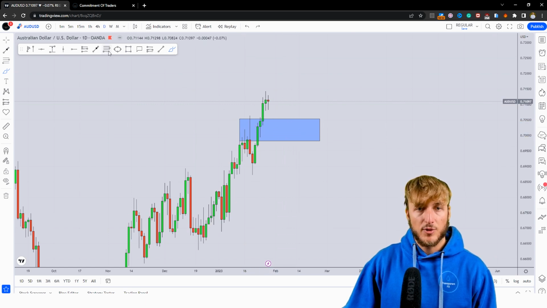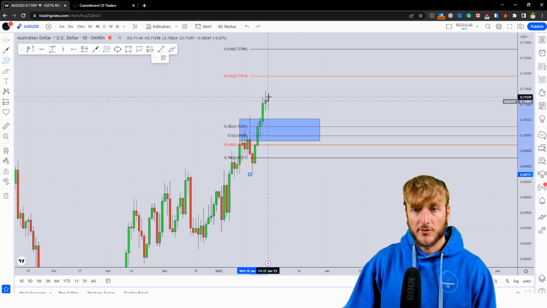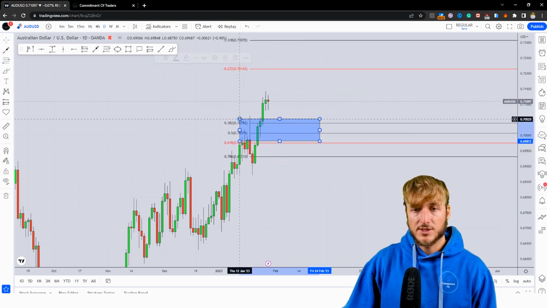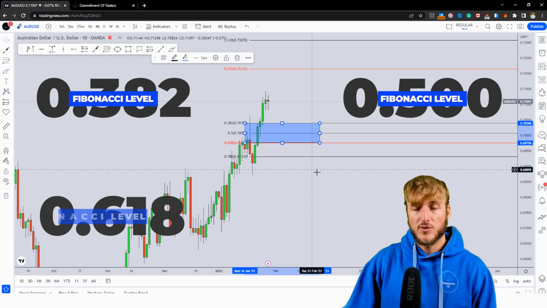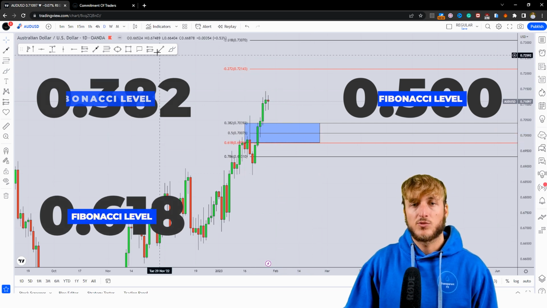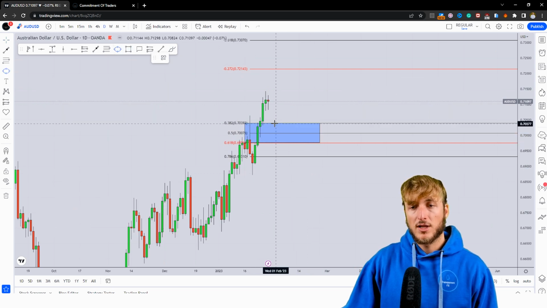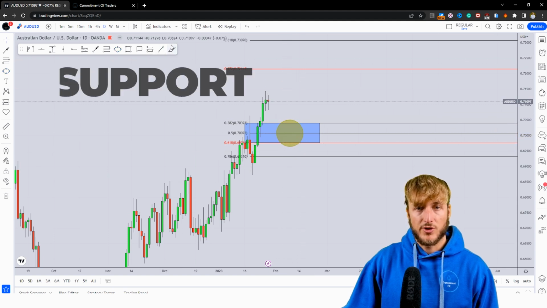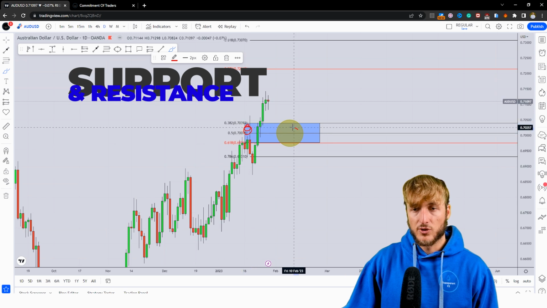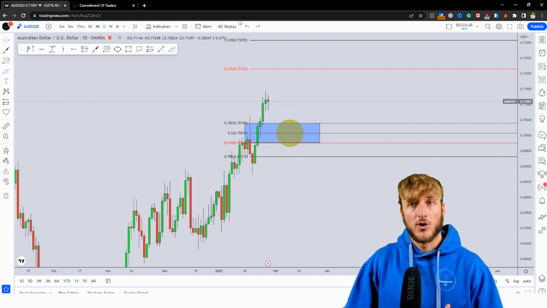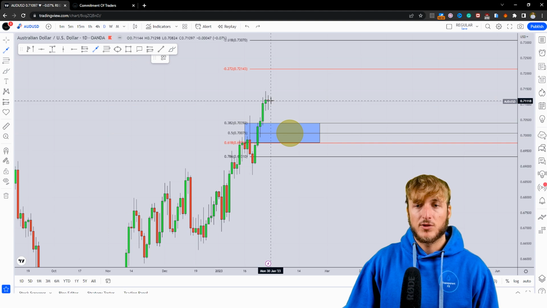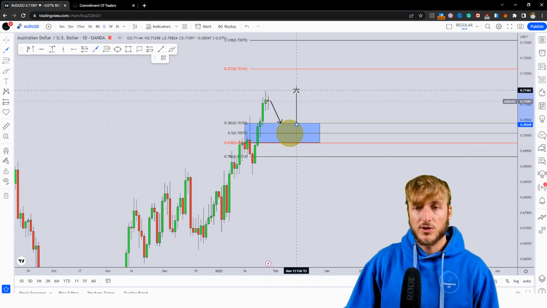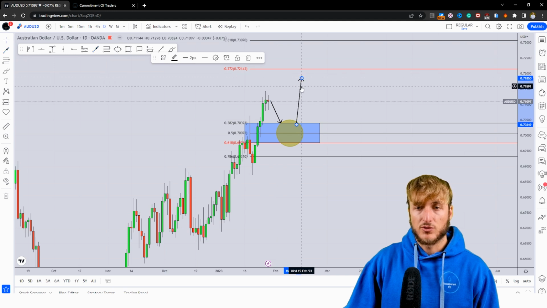Now, if we take our Fibonacci from the low to the high of this impulse, what we can also notice is that we have the 0.382, 50% and 0.618 Fibonacci retracements all lining up exactly at this level, which is also the previous daily resistance turned support that we have just identified. Now, what this means is that if the market will successfully manage to retrace to this zone, then from here we could expect a potential rejection to the upside.